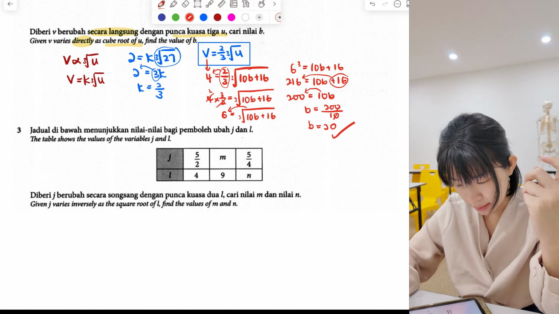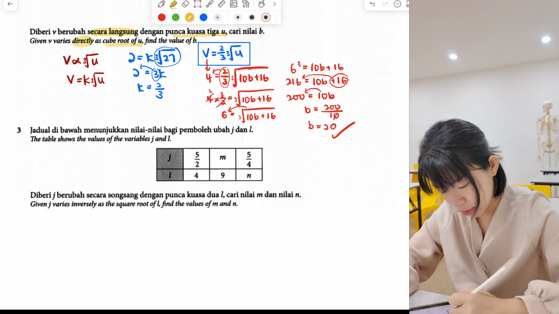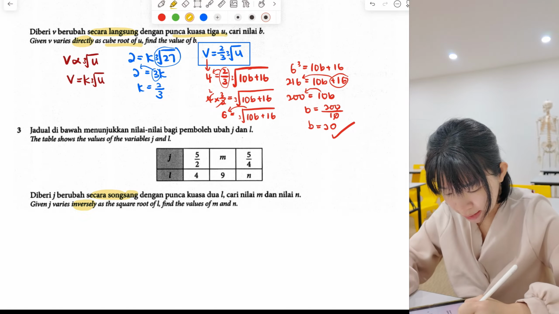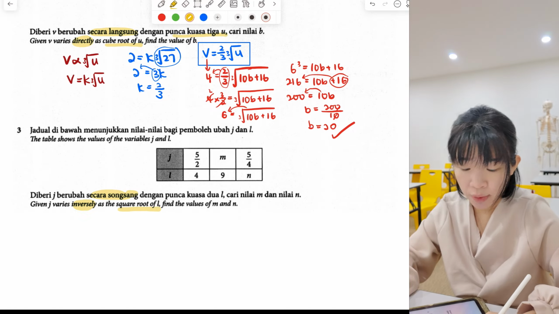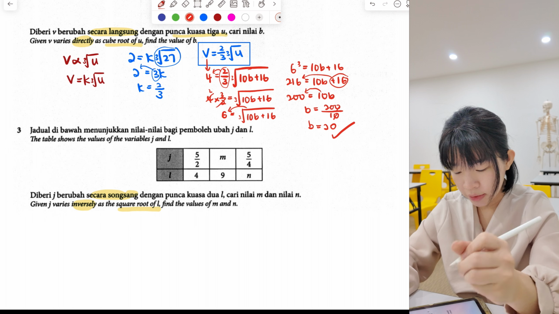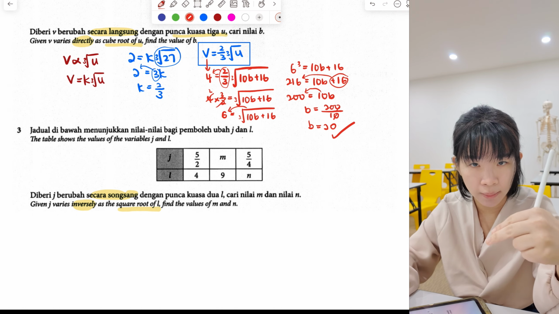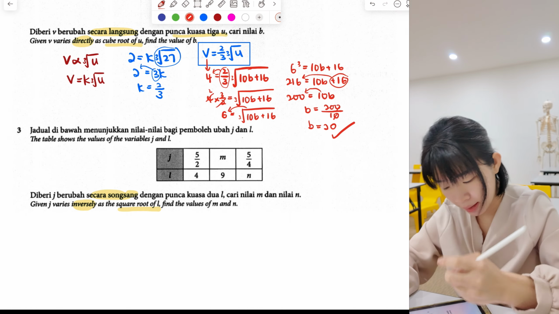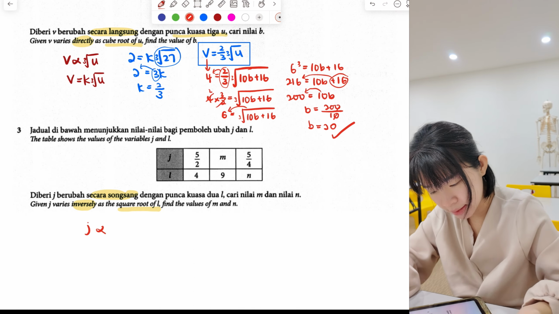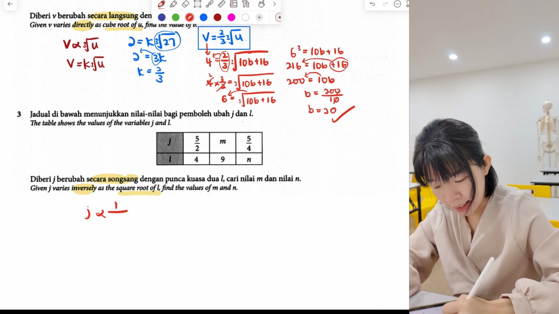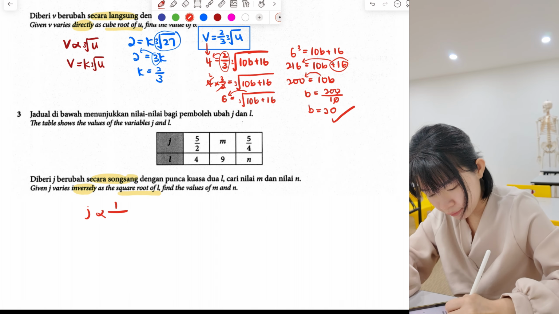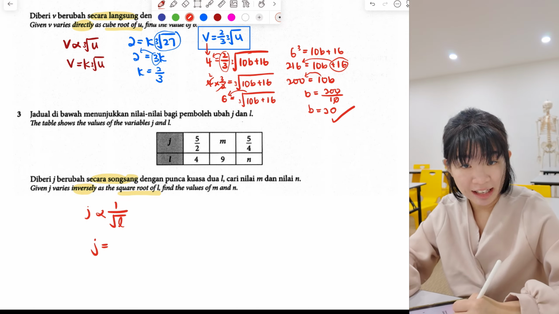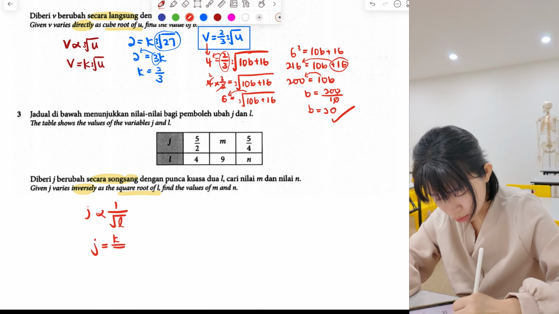Okay, now let's move on to question 3. They give us unknown J, L. Here J varies inversely, secara songsang, inverse as what? Square root of L, and at the end we need to find M and N. Whenever you see inverse, songsang, you need to write it at the bottom. Then what must we write on top? When there is nothing, we put 1. J varies 1 over square root L. Then change to equal, you need to add K. So the K we put on top: K over square root L.